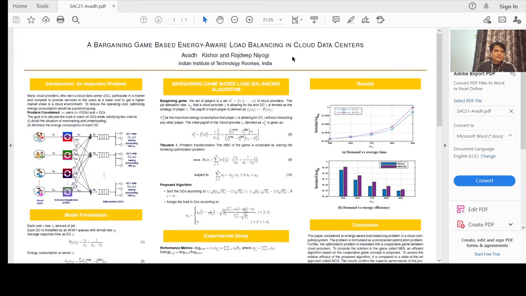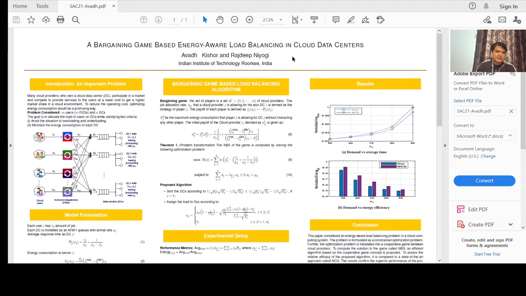Basically, in this work, we have considered two goals. First is to avoid the situation of overloading and underloading. That means we have to distribute load to the servers or machines in such a fashion that no server is getting overloaded or underloaded. And the second, very important goal, is to minimize the energy consumption of each data center. DC here is the abbreviation of data center.